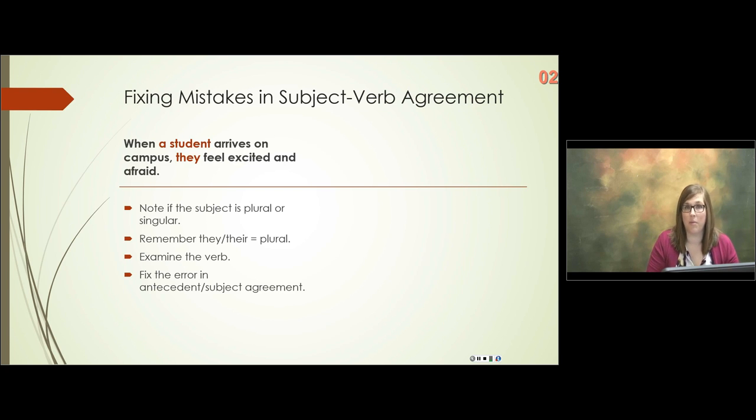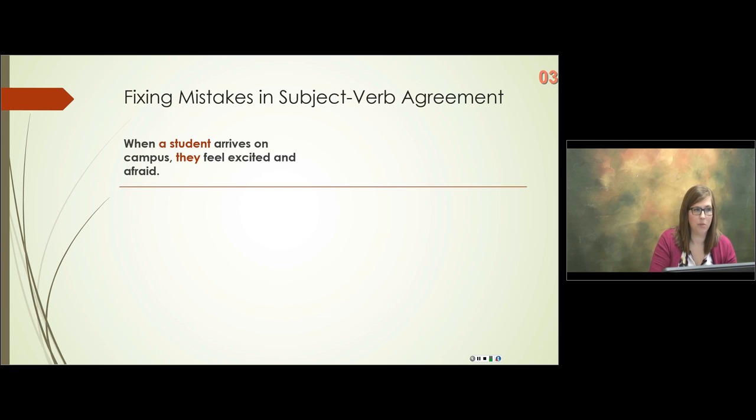So we could keep it singular and say a student arrives on campus, he feels excited and afraid. Well, 60% of the people on campuses right now across the United States are female, so why would we use he? When a student arrives on campus, she feels excited and afraid. Well, there are still males on the campus. Why would we exclude them? Well, we can't say it because it does not refer to a human. We have no gender neutral pronoun that's acceptable to use with singular antecedents who are humans.